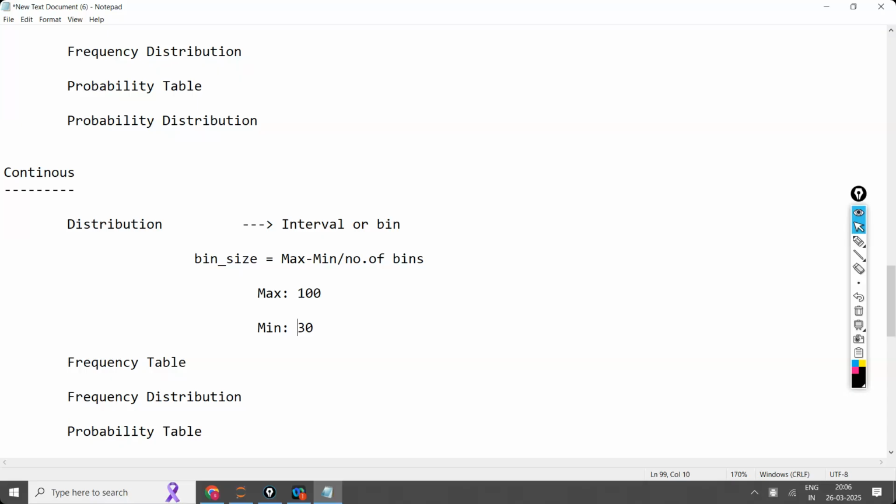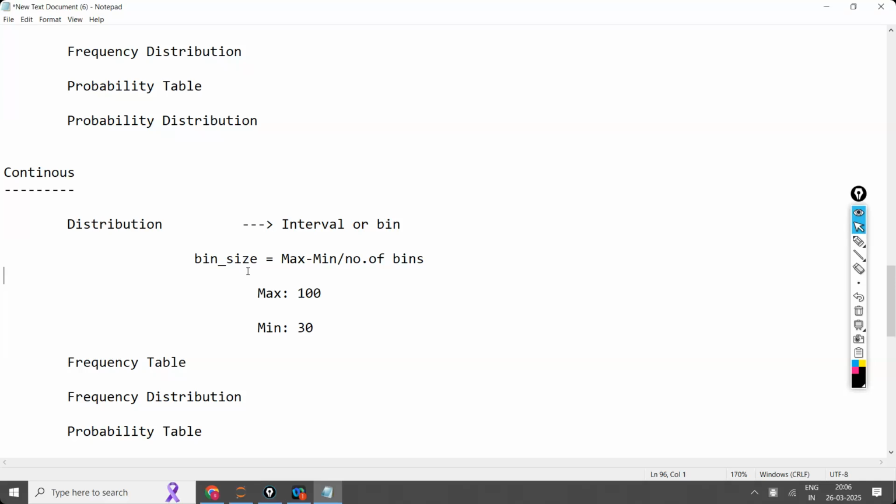Okay. Now, how to calculate the bin size? Bin size you have to decide. Now you want to check the students' marks between 30 to 40 or you want 30 to 50, something you fix in your mind. But that one should be equal interval. You can't take from 30 to 50, 50 to 90. You can't take like that.